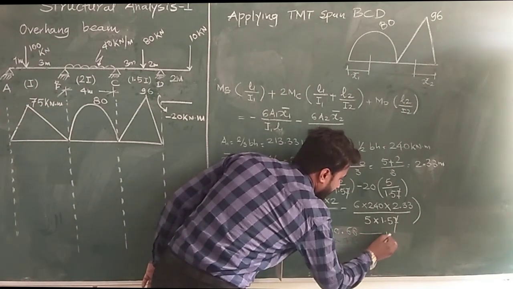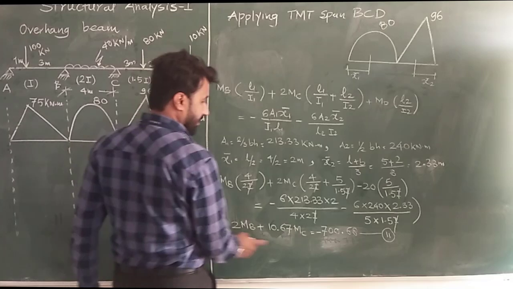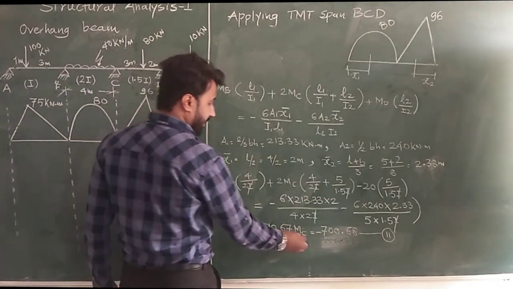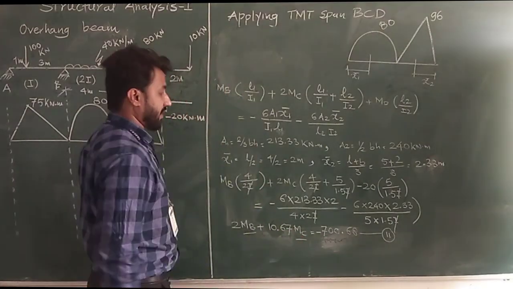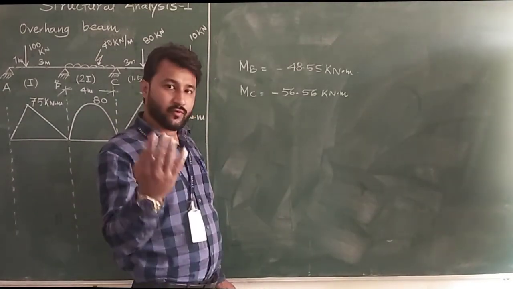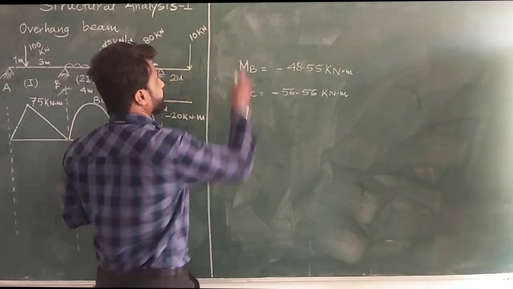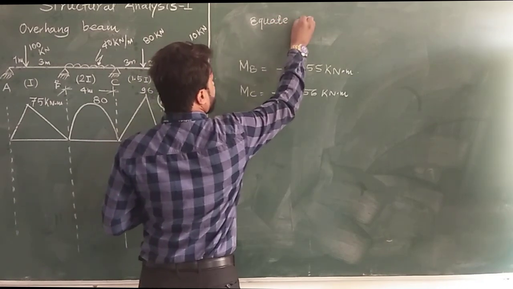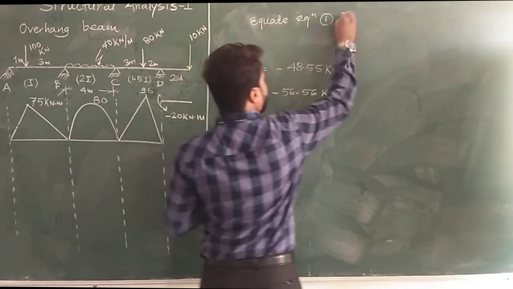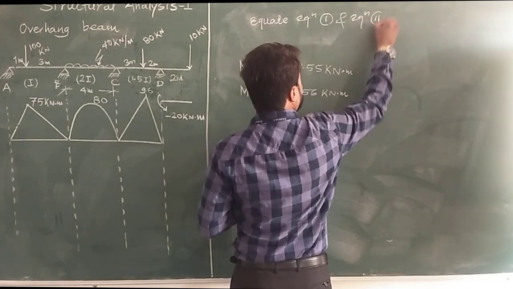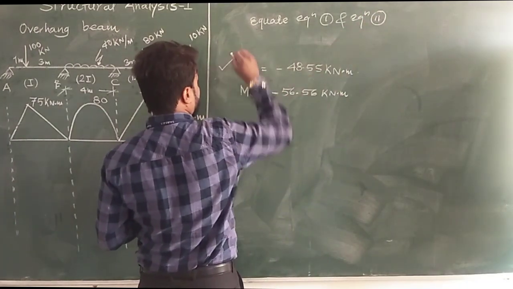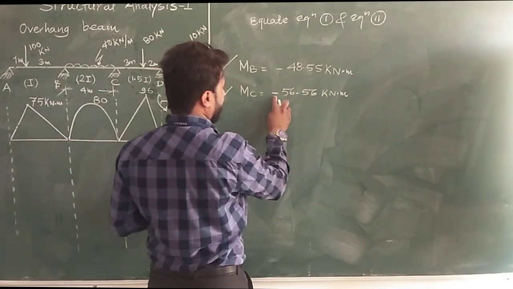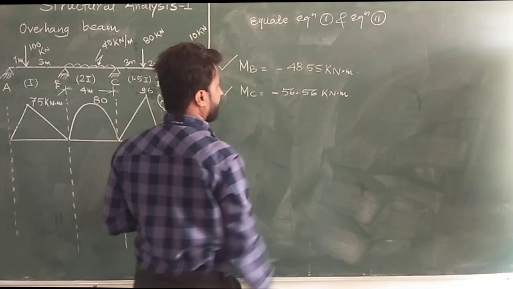So this is equation number 2. Now we will equate this equation number 2 with the previous equation number 1, and we will get the values of MB and MC. So directly I am writing the MB and MC values. Now from equation number 1 and equation number 2, if we equate them, you will get the values of the unknowns MB and MC as minus 48.55 kilonewton meter and minus 56.56 kilonewton meter.